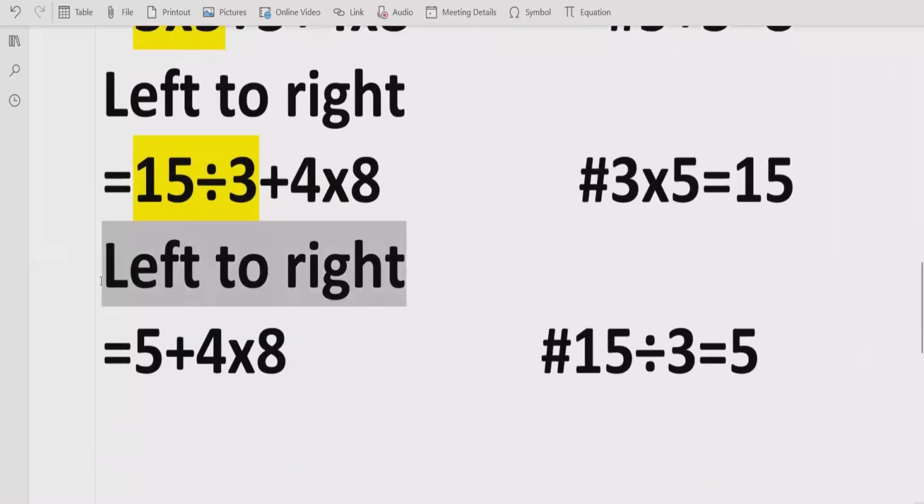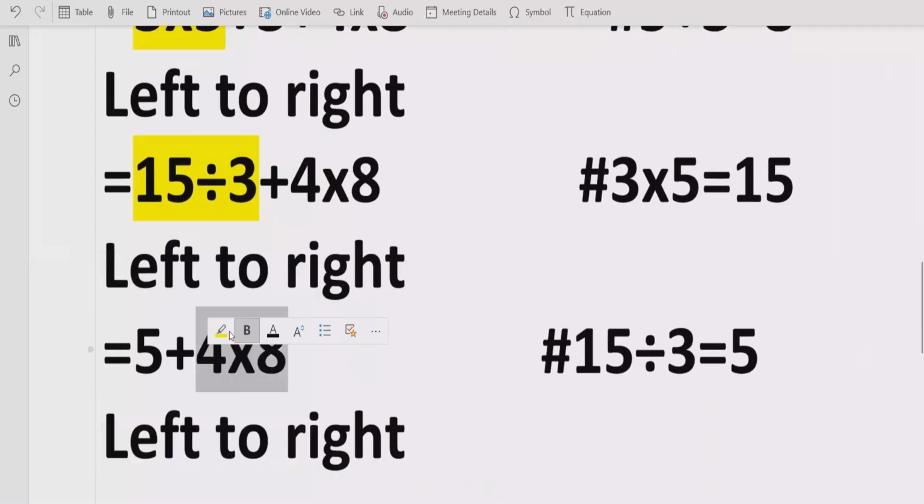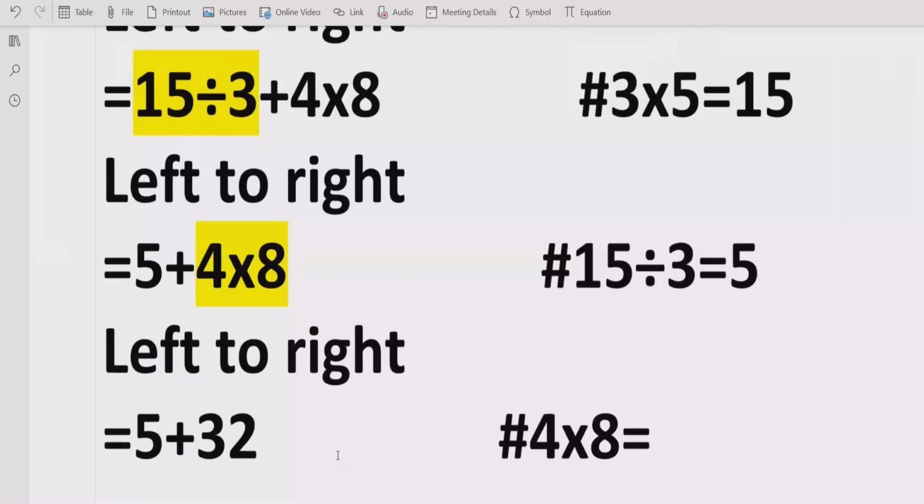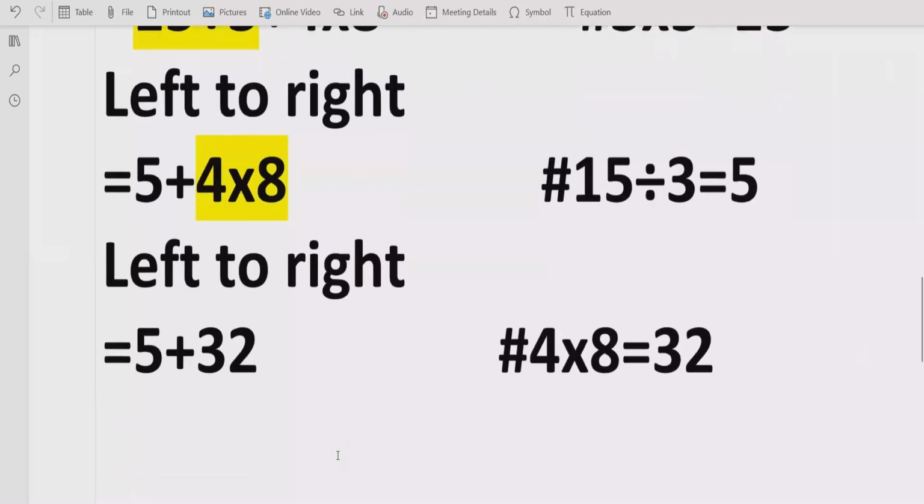Now move forward again, left to right in our expression, and find out the multiplication and division. So now we have the multiplication. So we will write 5 plus 32. Now we will give the reference here: 4 multiplied by 8 equals 32. Now move forward. We have two terms which are adding each other. So we will add both of them and get the answer 37. The answer of the given expression is 37.